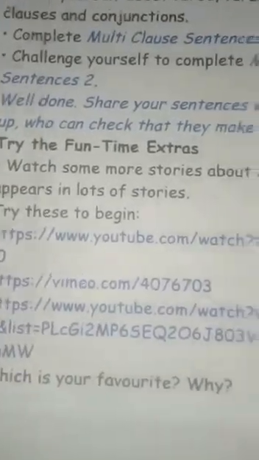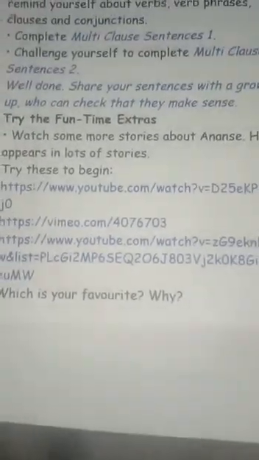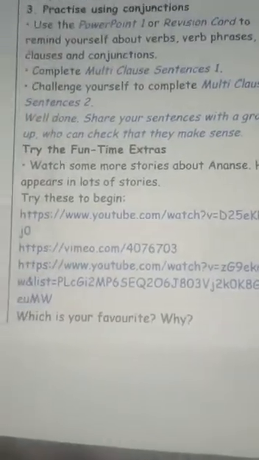And then what you can do is to try some of the fun time extras. There's lots of stories about Anansi. You can look at them on YouTube or on these websites. And there are lots of different ones. And then you could find out which was your favourite one and why. Why would you choose a certain story? There are many of them, so try to check them out.